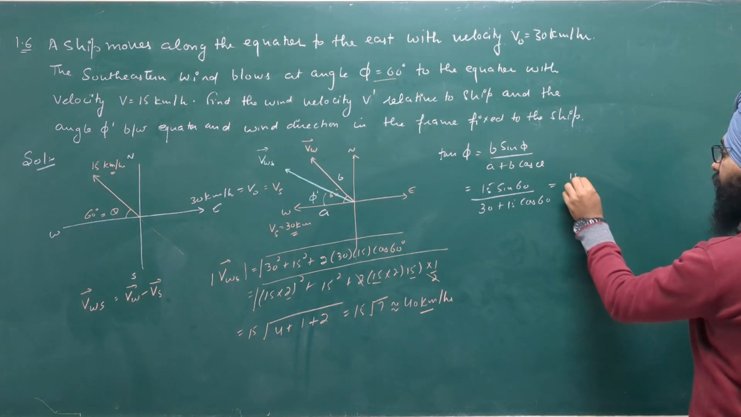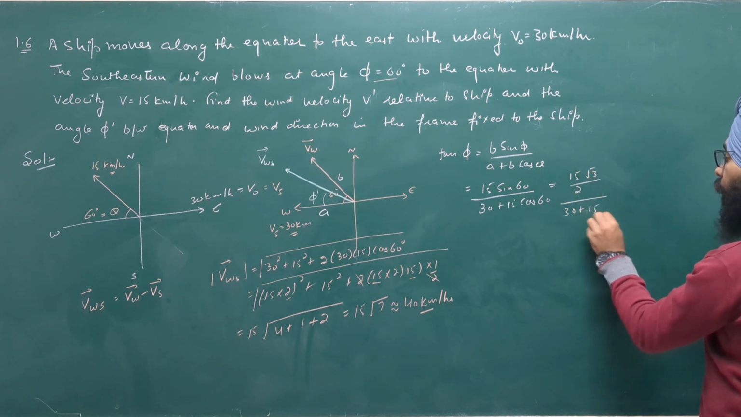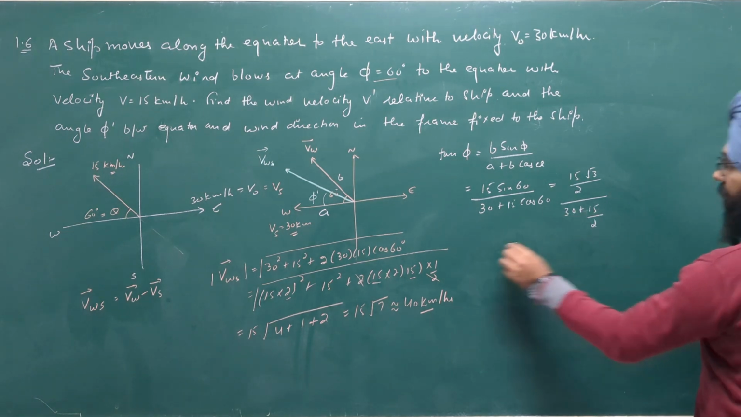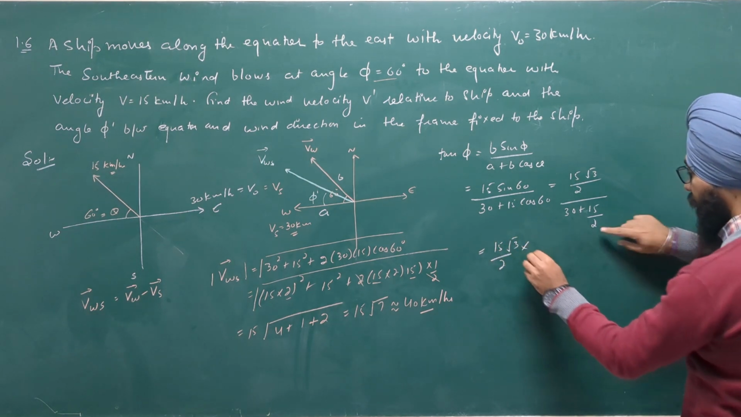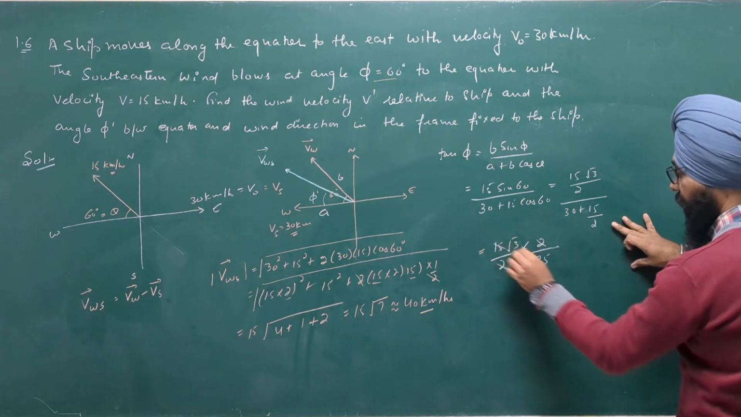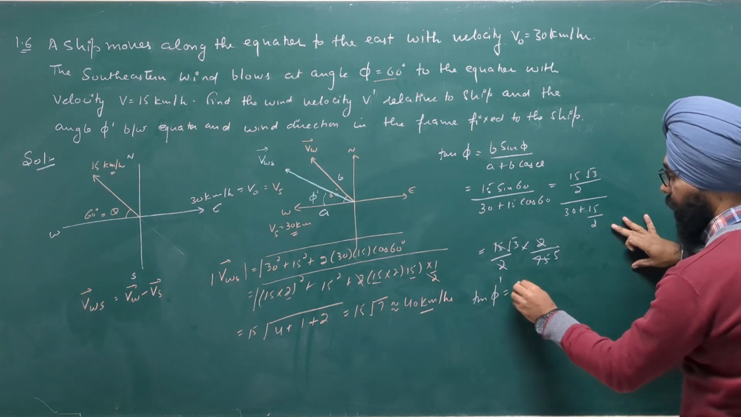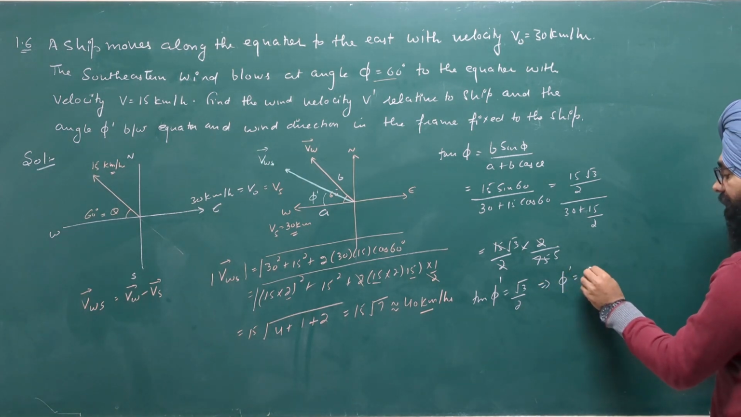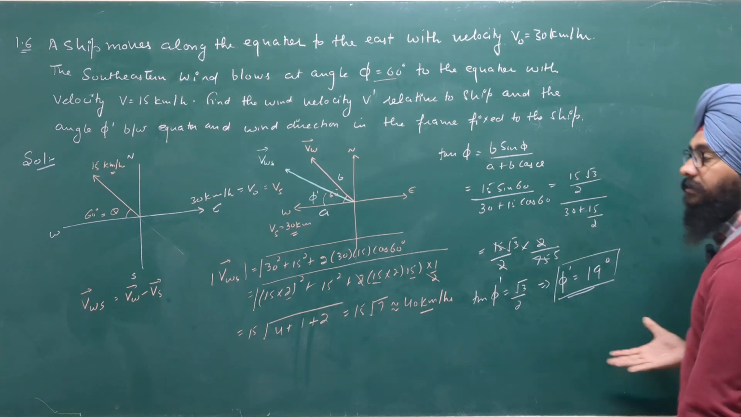Then this can be solved like this: 15 root 3 by 2 divided by 30 plus 15 into 1 by 2, since cos 60 is 1 by 2. This becomes 75 by 2, so we write 15 root 3 by 2 into the reciprocal form, 2 by 75. 2 got cancelled, 15 by 75 is 1 by 5, and tan phi dash is equal to root 3 by 5, which is not a common value, but this is 19 degrees if you calculate it from the calculator. That's the question. Thank you.